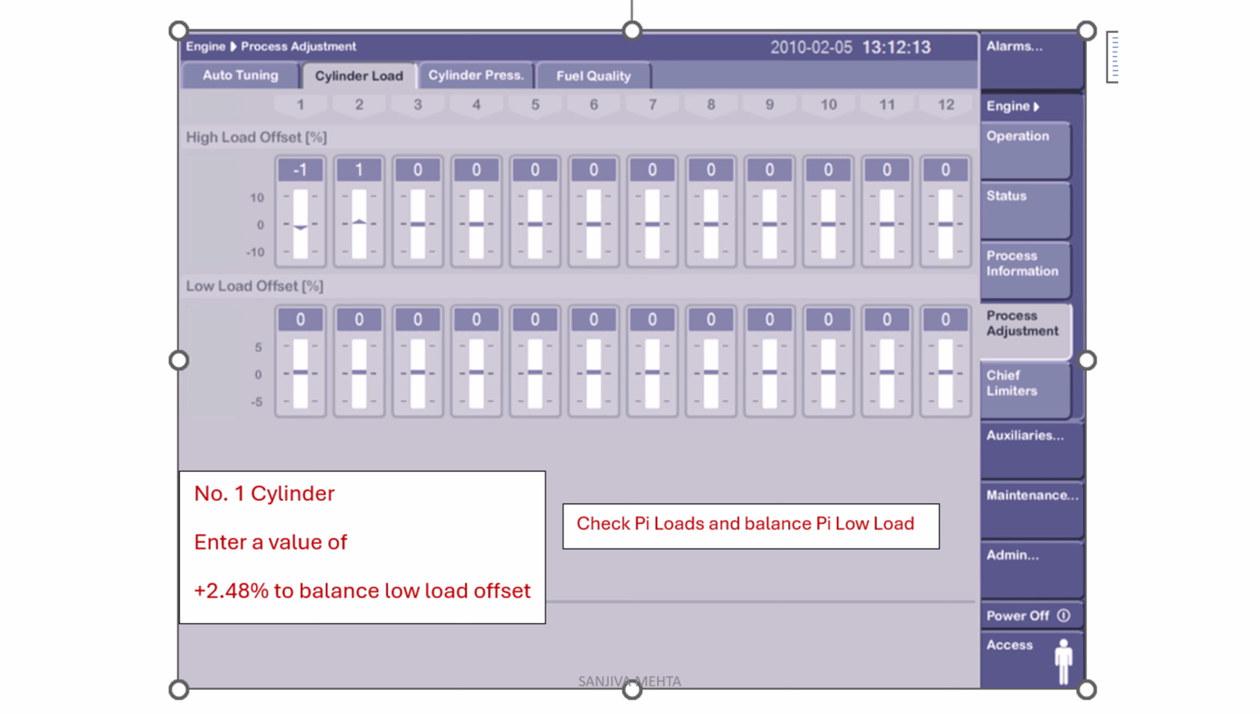Remember the cylinder load and process adjustment. All right. Similarly, we run the engine at high load, the maximum high load possible, and again note down the parameters. For high load offset, you are allowed minus 10 to plus 10%. Low load only allows minus 5 to plus 5% adjustment.